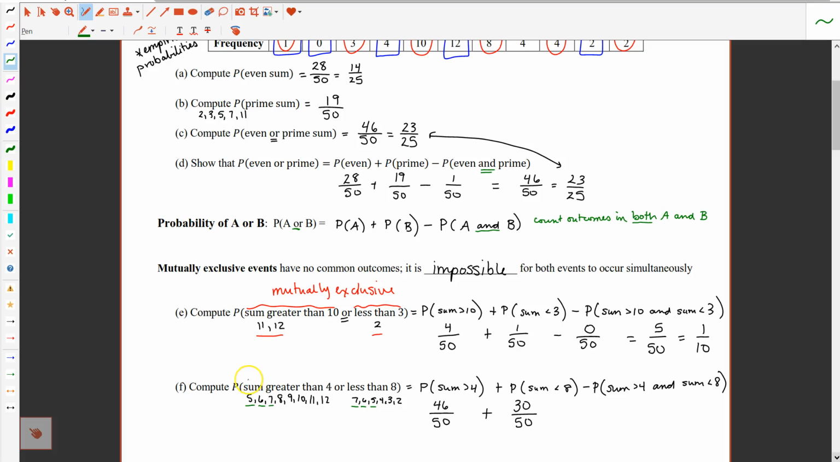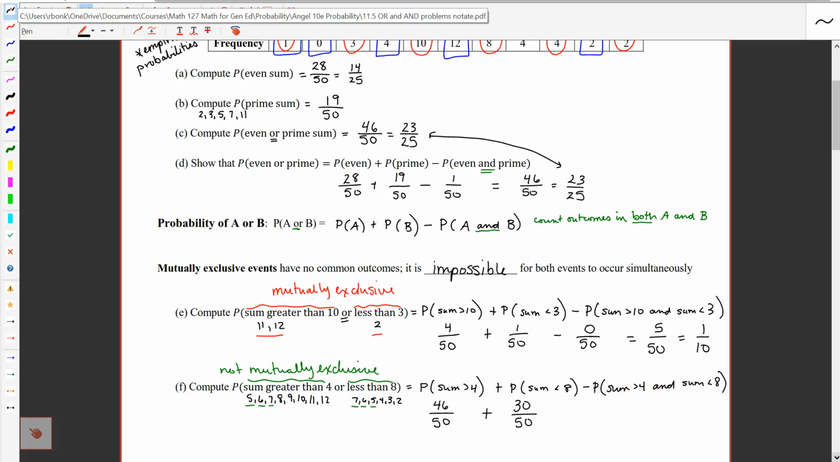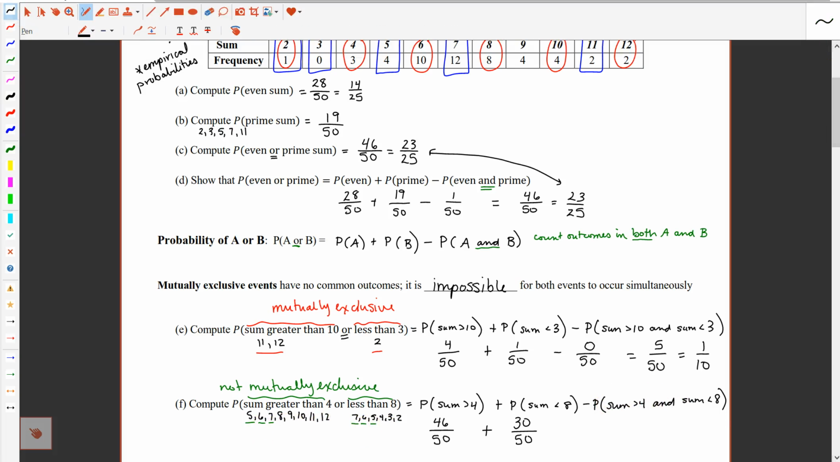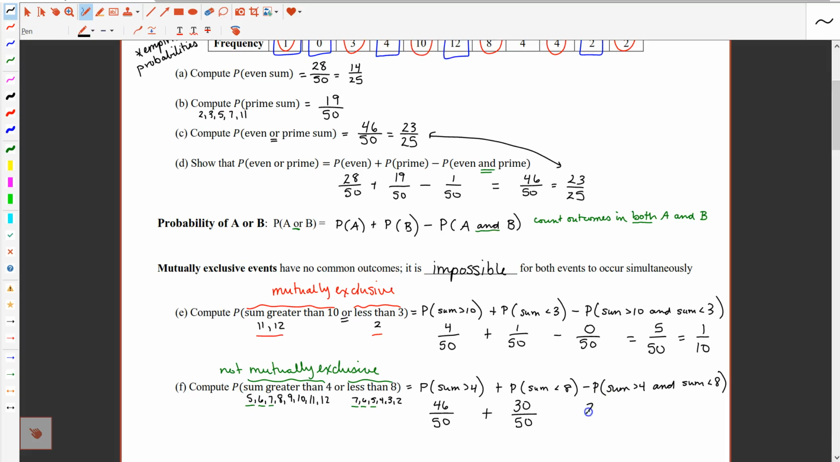So these two events are not mutually exclusive. There are some shared outcomes. There are some that satisfy both criteria, so we just have to make sure we don't double count those. That's what this last probability is going to assist us with. We just want to count anybody who satisfied both of them, which would be the sums of 5, 6, and 7. So we add those together: 4 plus 10 plus 12. That's going to be 26 outcomes that satisfied both of them out of the 50 trials of the experiment.